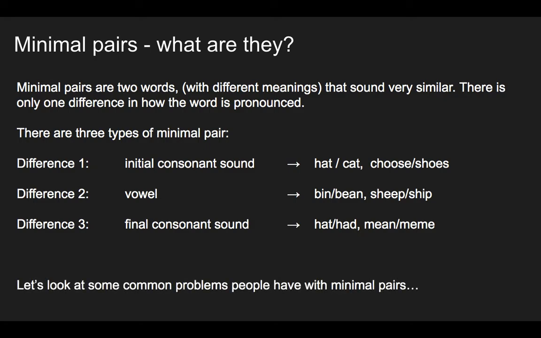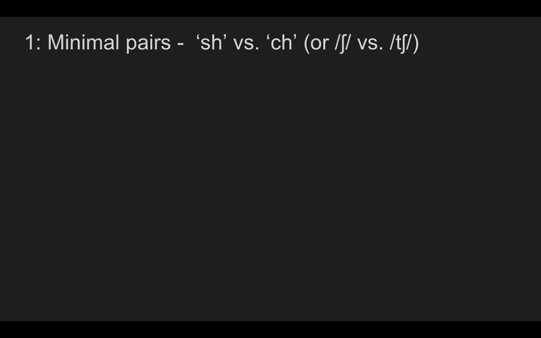We're going to look at some of the most common problems that people have with minimal pairs. The most common types of minimal pairs, including shoes and choose, sheep and ship. So the first type of minimal pair we're going to look at is exactly that. Sh and ch, like shoes and choose. So this is the SH sound and the CH sound.